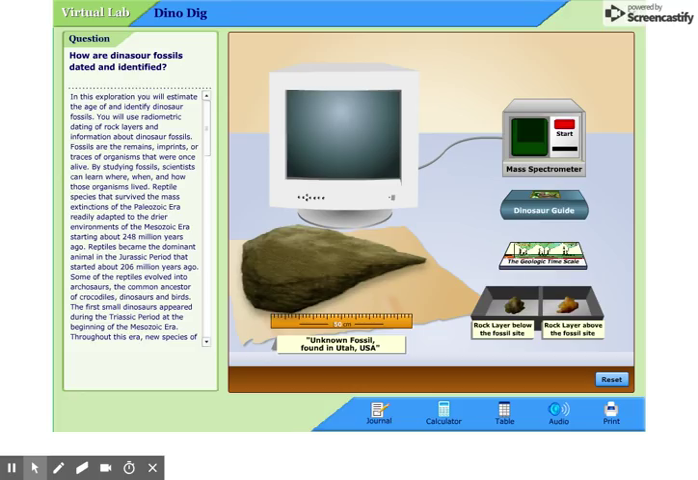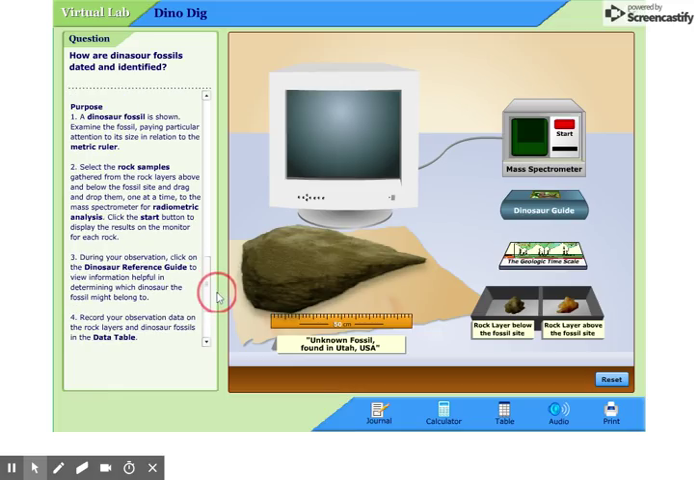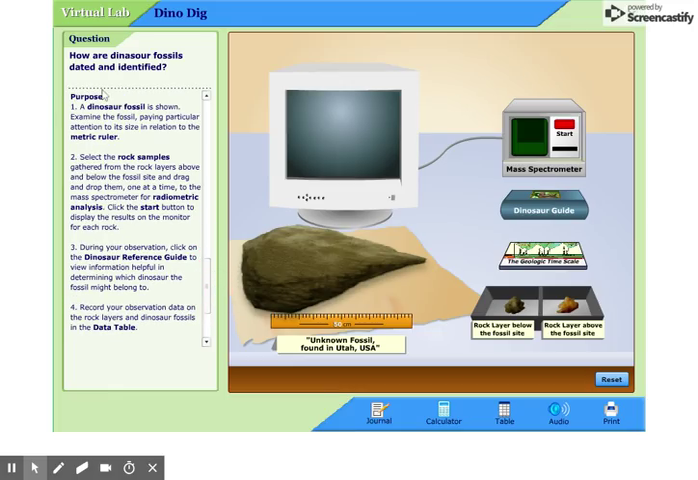In this lab, you will learn how to use the lab to complete your class ticket. You should have already read the question, how are dinosaur fossils dated and identified? You should already have read this whole panel of information to help you with the lab. You were to scroll down to the purpose, or also known as the procedure, of the lab. This is what the video is going to show you.